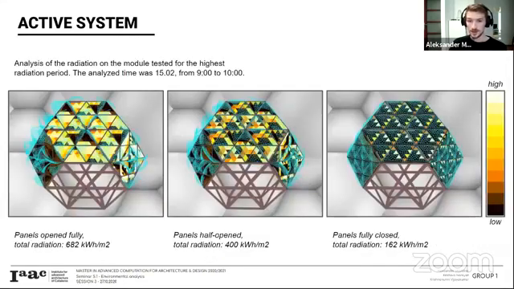And then we analyzed using Ladybug how, by opening and closing the panels, the radiation intake of the building changes from fully opened to fully closed in the biggest radiation period, which is winter for Mumbai.